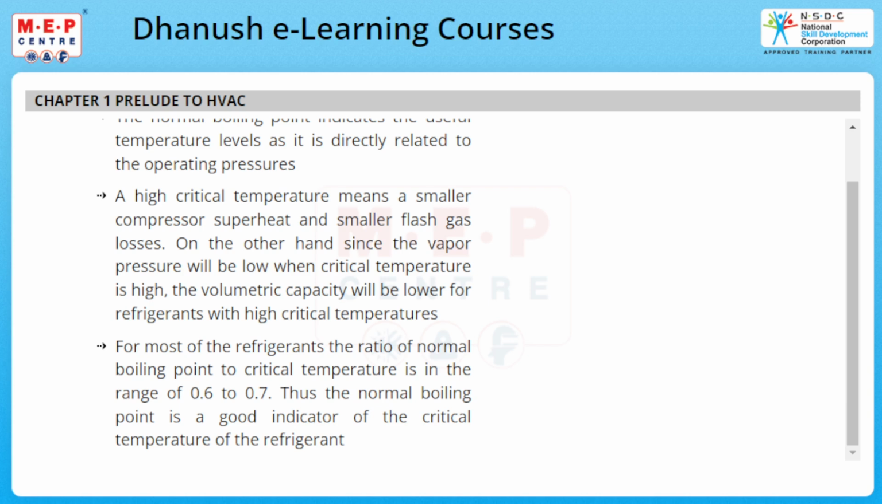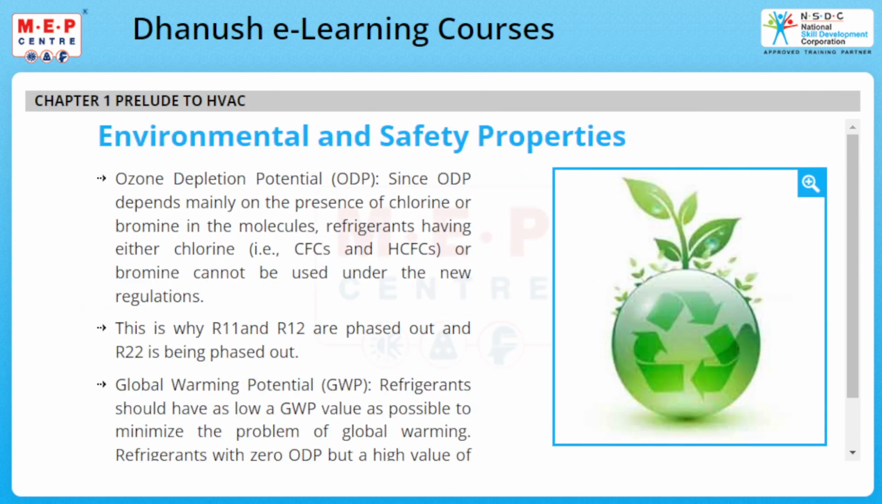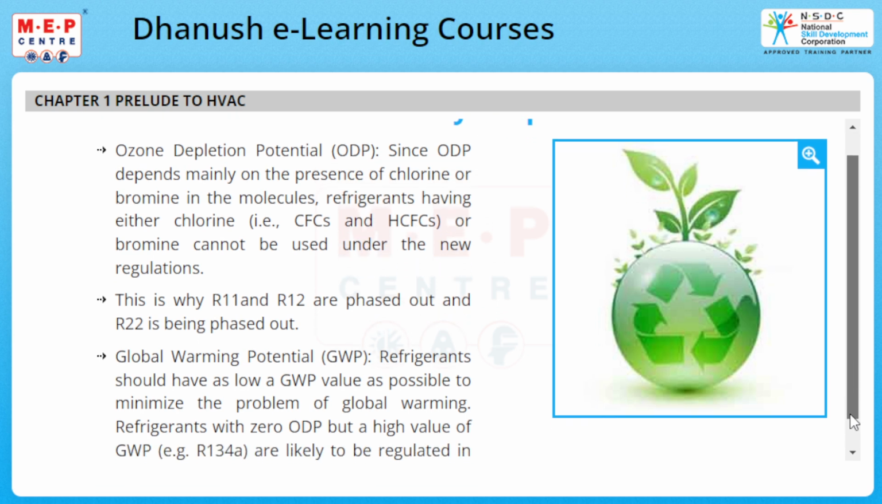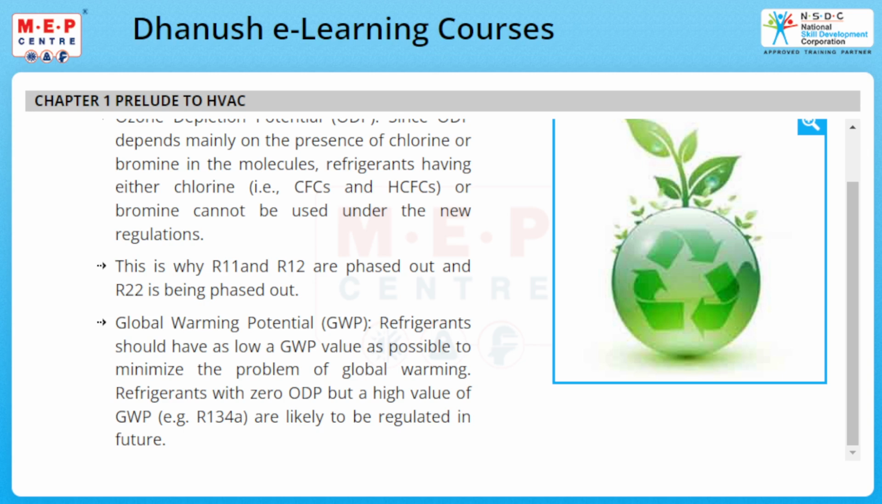Let's next learn about environmental and safety properties. Ozone depletion potential (ODP). Since ODP depends mainly on the presence of chlorine or bromine in the molecules, refrigerants having either chlorine, that is, CFCs and HCFCs, or bromine cannot be used under the new regulations. This is why R11 and R12 are phased out and R22 is being phased out.